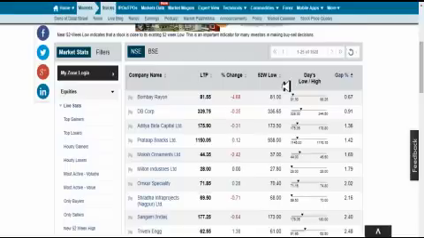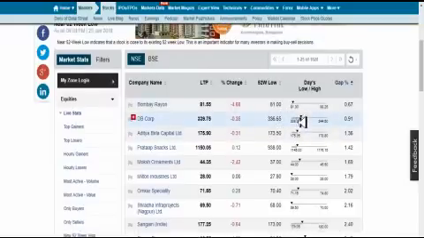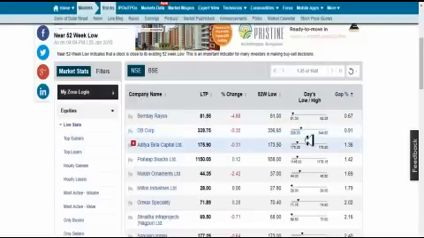52-week low. So here you can see the 52-week low was 81 rupees for Bombay Rayon. And here the lowest today is 81 rupees 30 paisa, so it has already breached this price. So you can safely do business here. You can sell Bombay Rayon. Or you can see here 336.65, and the low for today is 338. So again it has been breached. If it has been breached, you can straight away go in and do business.